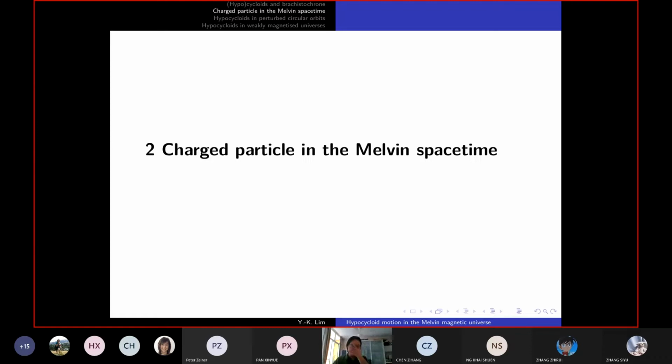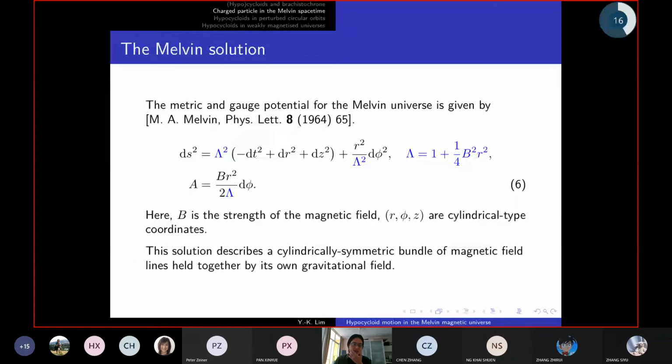Next I will talk about the charged particle in the Melvin spacetime. What do I mean when I say the Melvin spacetime? The Melvin spacetime is just empty spacetime, so there are no black holes anywhere. All I have here is just the magnetic field. A Melvin spacetime describes a situation where I only have a magnetic field pointing along the z direction, and the configuration is cylindrically symmetric.